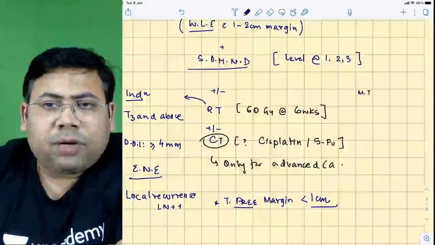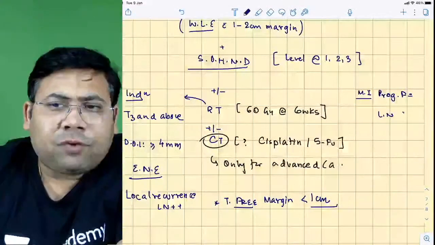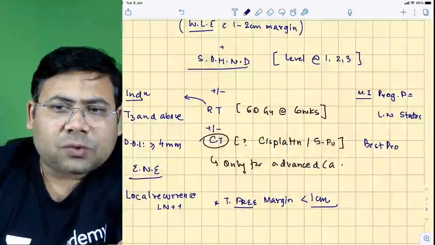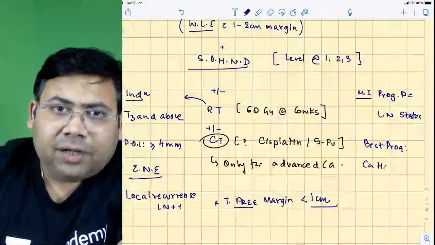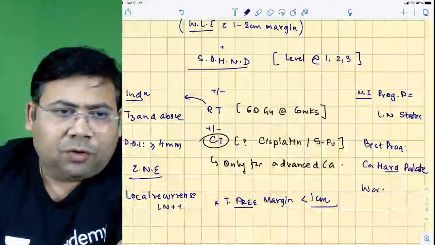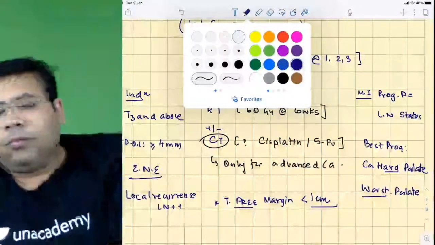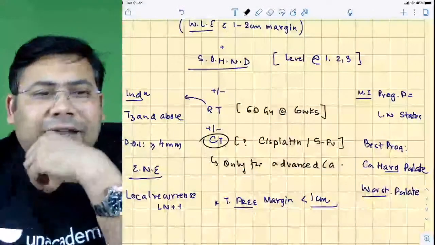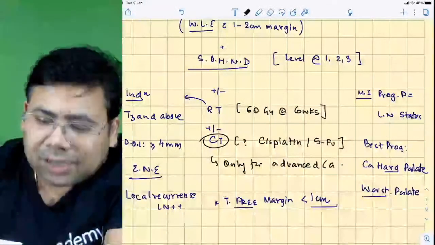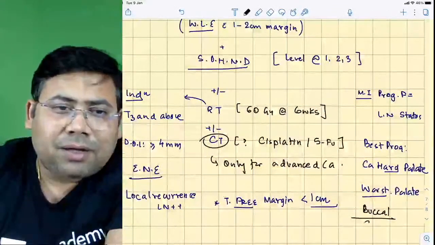So let us quickly go to one more important fact. What is the most important prognostic factor? The answer is lymph node status. Again, best prognosis is associated with what? CA hard palate is associated with the best prognosis. Worst prognosis is with buccal cancer. In India, buccal cancers are the worst cancers.